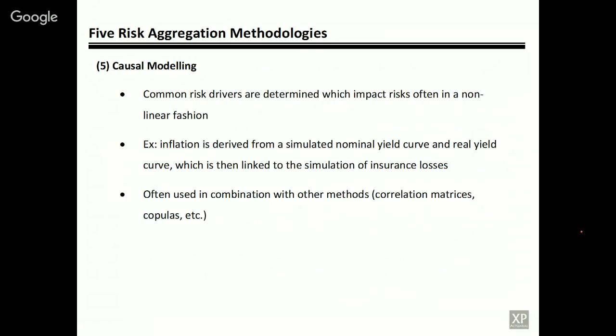And finally, we have causal modeling, and this is the backbone to economic scenario generators. So the common risk drivers that impact risks are modeled, and the linkages between each risk are also modeled. So think inflation. Inflation is derived from a nominal yield curve and a real yield curve. Then interest rates also affect insurance losses. So if you model inflation, then you link them to nominal and real yields, which are linked to interest rates, which are linked to insurance losses. So you can think of it just as a series of cause and effect and links between different risk variables. And this model is often used with other methods like correlation matrices or copulas.